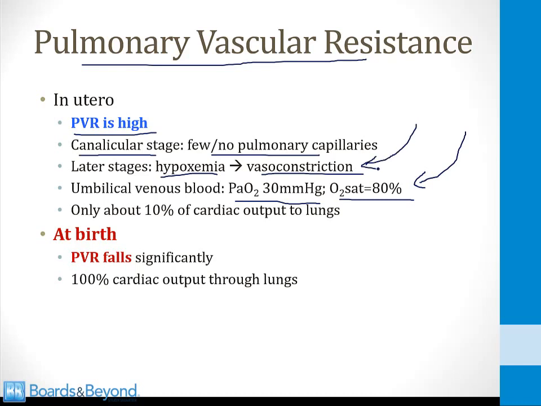And because the pulmonary vascular resistance is so high, only about 10% of the cardiac output goes through the lungs in utero. The rest of it goes through shunts like the foramen ovale and others. After birth, the pulmonary vascular resistance falls significantly and the shunts close, and at this point, 100% of the cardiac output will go through the lungs in the baby, just as it does all through life. And I talk about this in much more detail in the cardiology videos on cardiac embryology. And that concludes our video on pulmonary embryology.